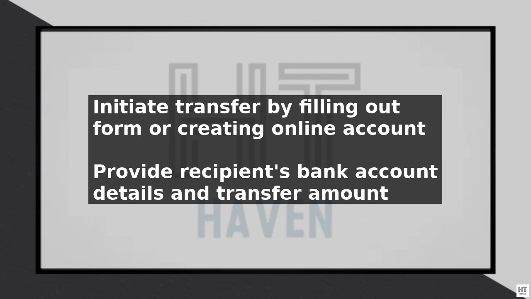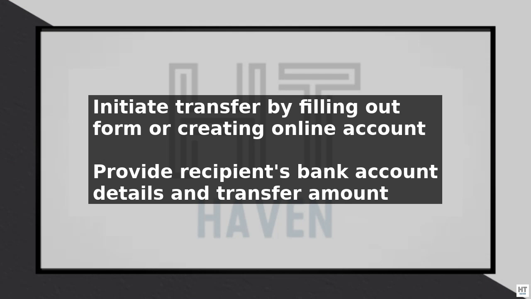After initiating the transfer, you need to track the status of the transfer. You can do this by logging into your account or contacting the transfer service. The transfer should take a few days to process, depending on the method and the banks involved.